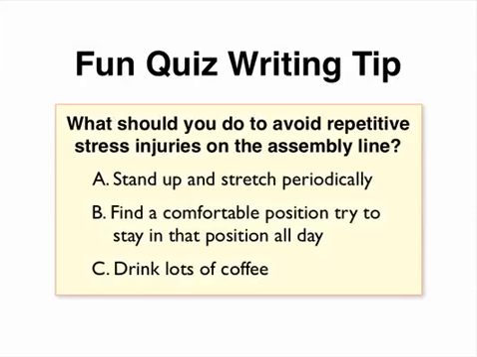Okay, so here's a quiz example. I took this from my workers' compensation days. This is a quiz question that's designed to help people avoid repetitive stress, things like carpal tunnel syndrome, for example. And so we have an objective here. We're trying to get people to learn to avoid that. And so the obvious answer is A, stand up and stretch periodically. But the rest of them are: find a comfortable position and try to stay in that position all day, which is exactly opposite of what you should do. And then the last one is drink lots of coffee, which doesn't really matter. That doesn't affect it one way or the other. Except maybe it might help number A because you have to get up and go to the bathroom more often.